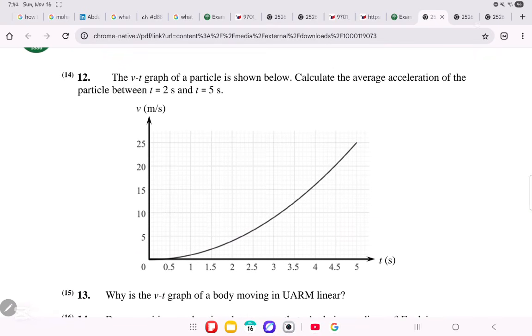The velocity time graph of a particle is shown below. Calculate the average acceleration of the particle between time 2 seconds and 5 seconds. They gave me 2 times and they want what? The average acceleration. So now I will draw a secant.